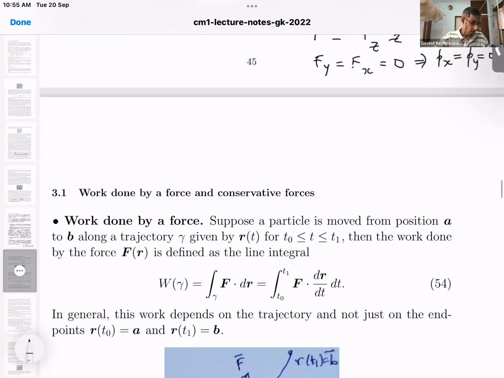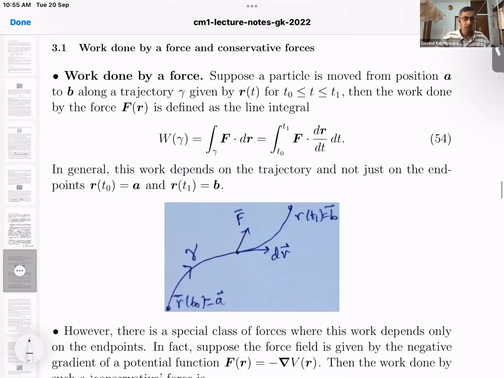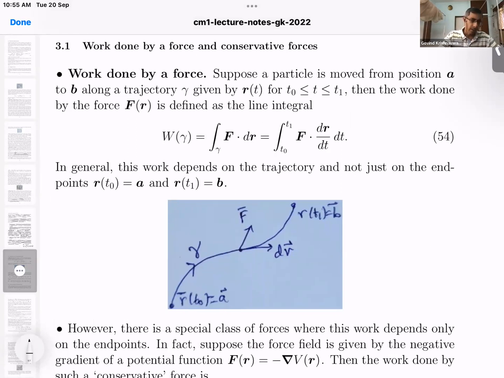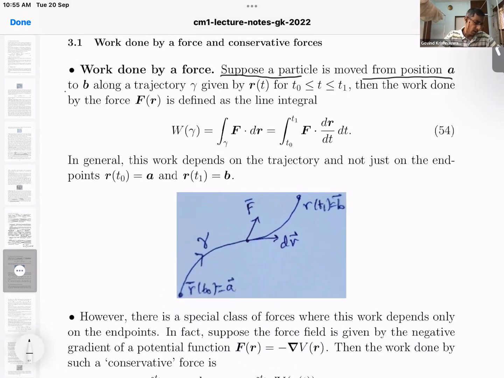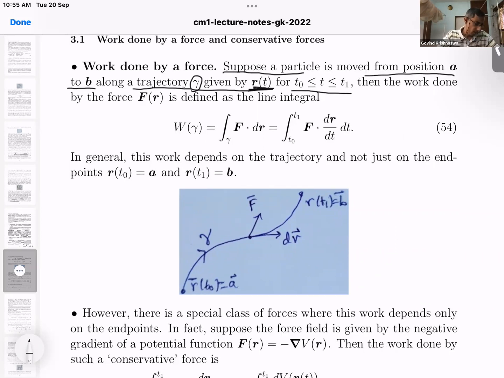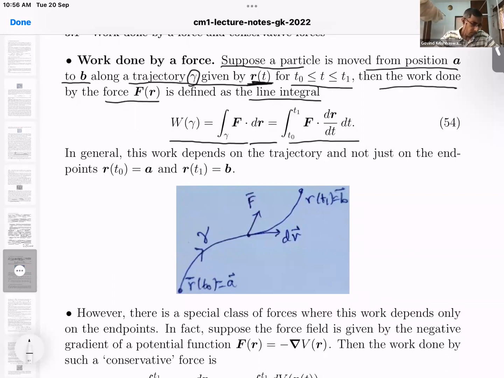Okay. Let's now recall the work done by a force. This is something we are already familiar with somewhat, so let me quickly recall for you. Suppose a particle is moved from a position A to position B along a trajectory r of t. You can call that trajectory gamma if you like. The position vector of the particle along that trajectory is r of t over a time between t0 and t1. Then the work done by the force F of r, the force being a force field, is defined as this line integral. We have met it before. W of gamma is equal to the integral of F dot dr over the curve gamma. So you can write it as a one-dimensional integral over dt, F dot dr/dt times dt.